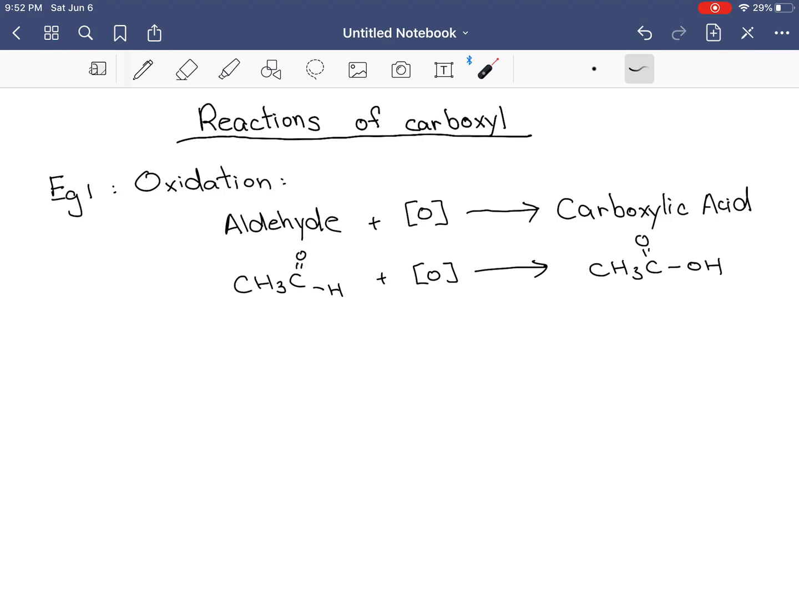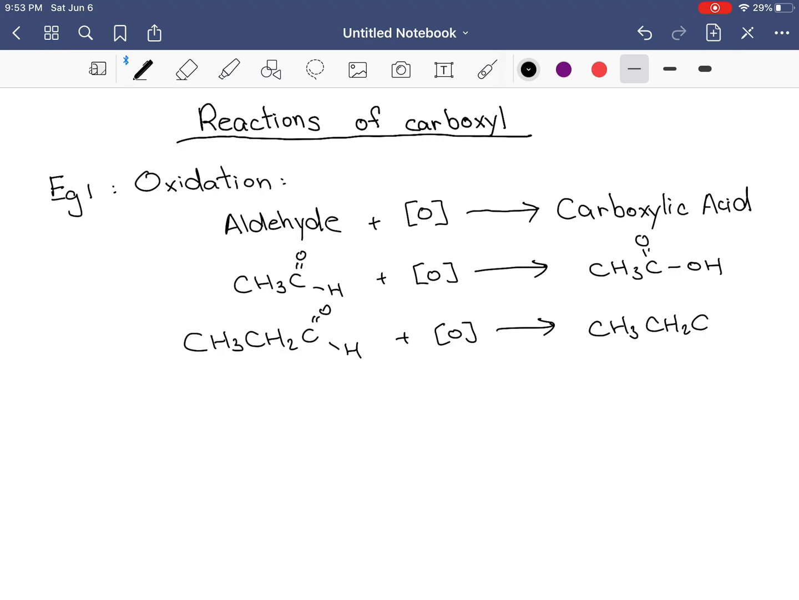Okay, so let's do another one. I have here propanol. Upon oxidation of propanol, you're going to be adding an oxygen to the carbon, between the carbon and the hydrogen, like right here, to turn this into a carboxylic acid.